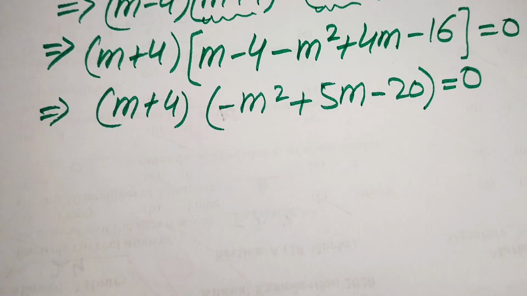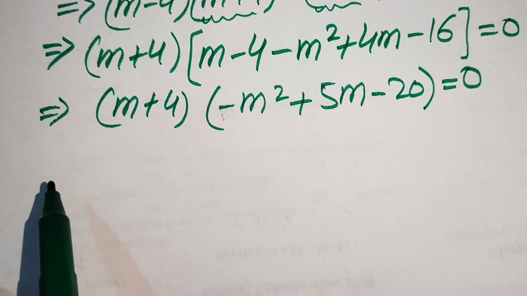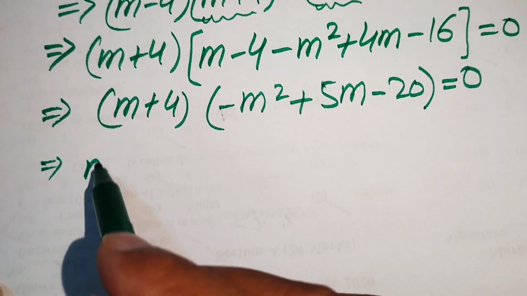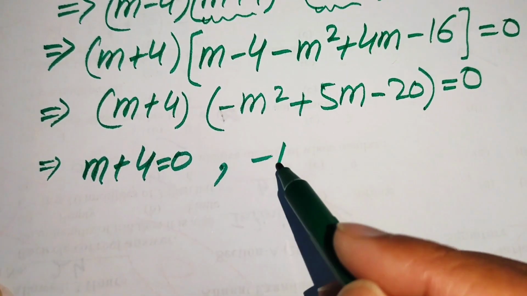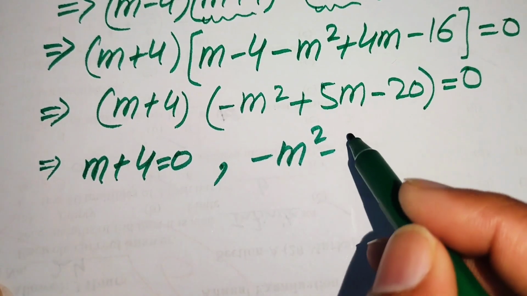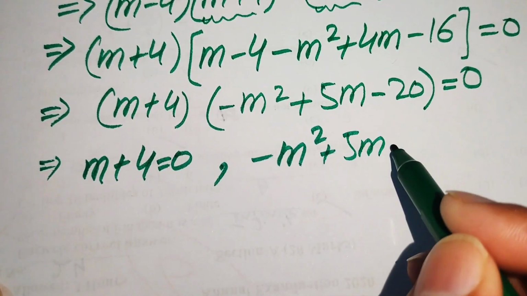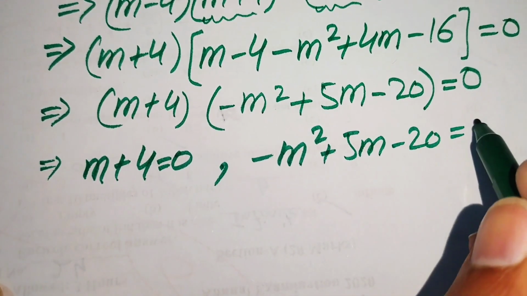Here I can divide this equation into two cases. The first case is we take m plus 4 equals 0, and the second case is we take minus m² plus 5m minus 20 equals 0.